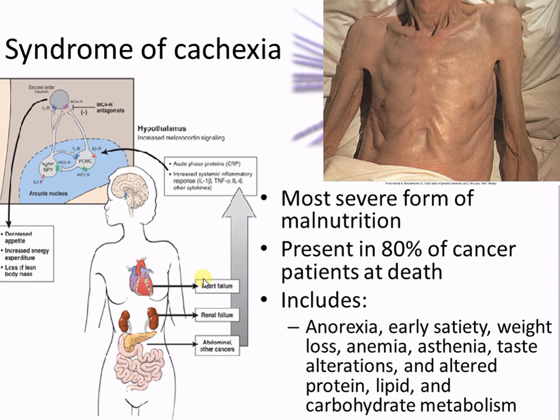Okay. Malnutrition is one of them. And then pain symptoms. And when people die, about 80% of people at death with cancer have cachexia. So you can see some of the symptoms, a lot of them related to the GI tract. So anorexia, early satiety, weight loss.